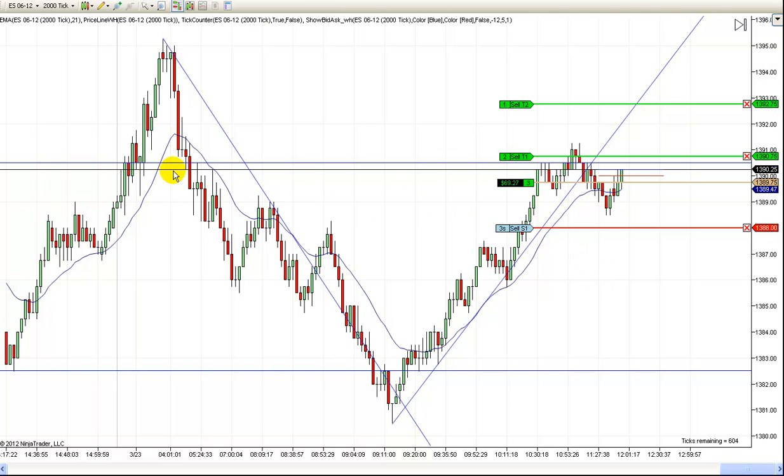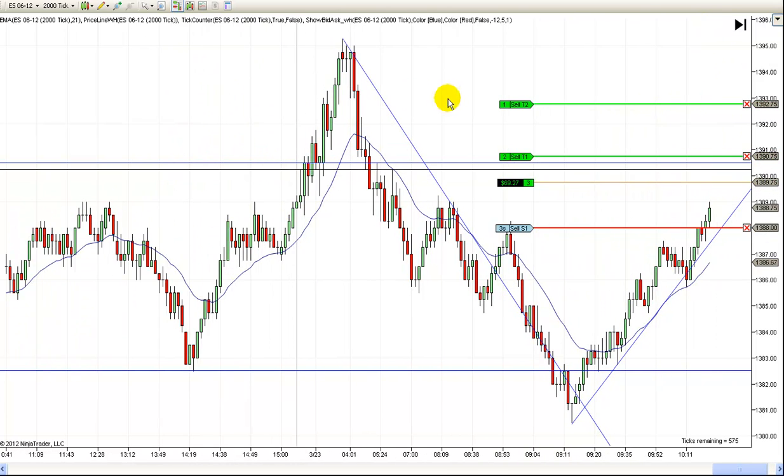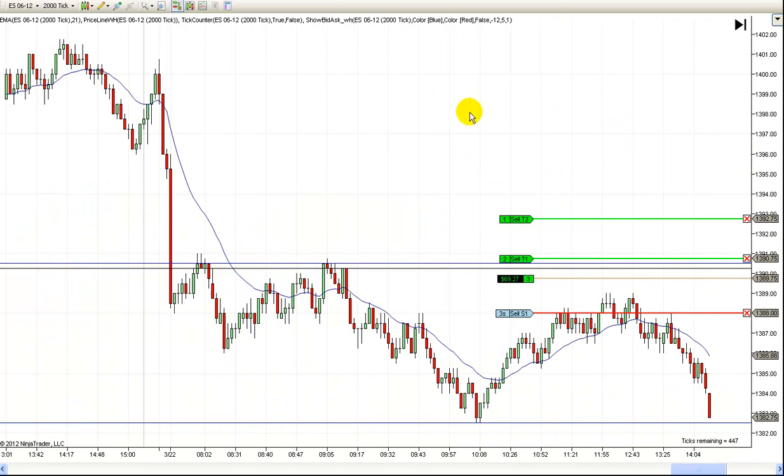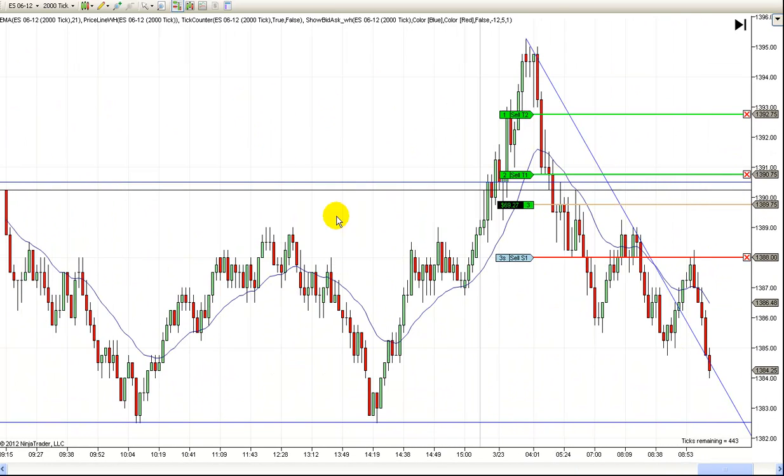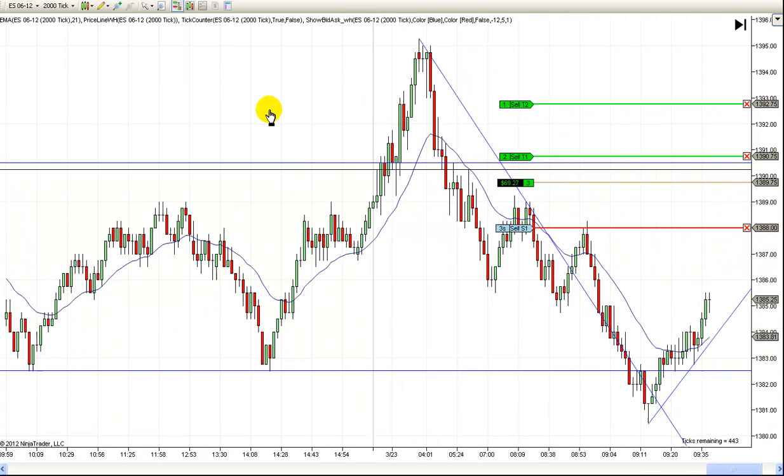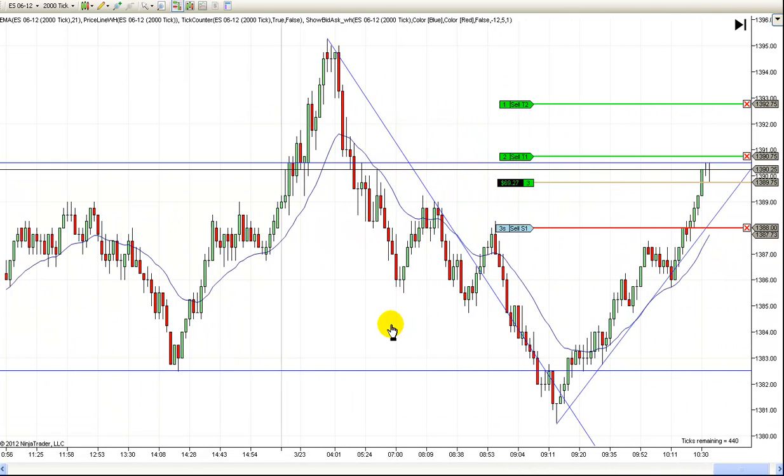But this is a strong resistance area again from yesterday. As you can see, that was our double top from yesterday, and then we got through it in the overnight, but that was the overnight.